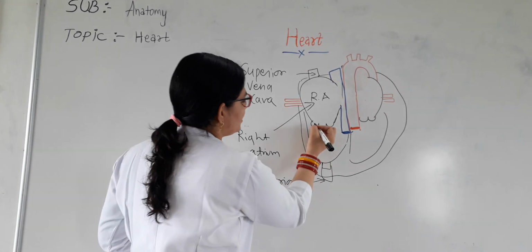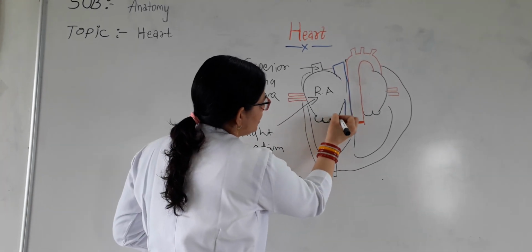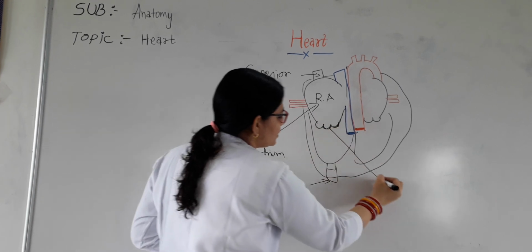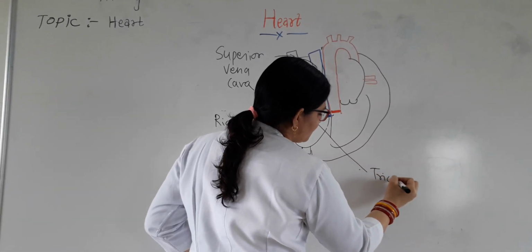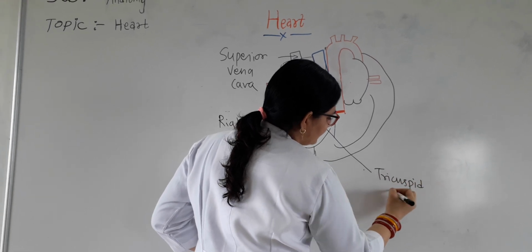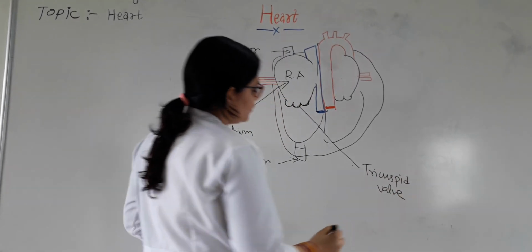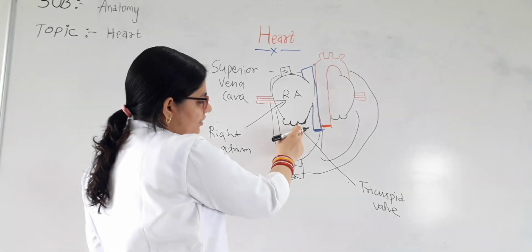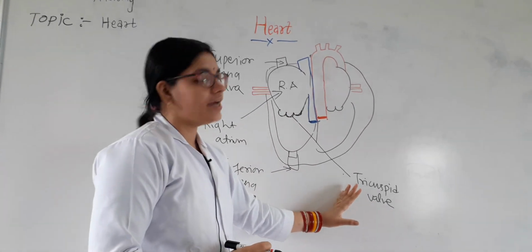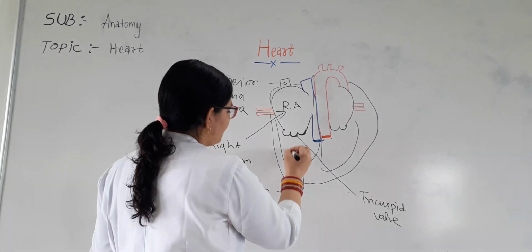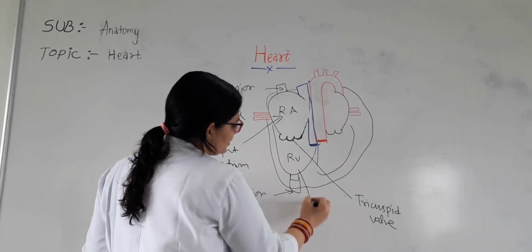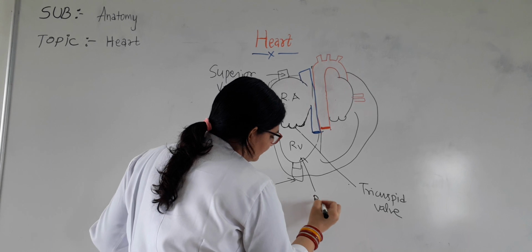Here you can see 3 cusps. This is a valve. The name of the valve is the tricuspid valve. Because there are 3 cusps, that's why it is known as the tricuspid valve, and it is present between the right atrium and the right ventricle. Now the lower chamber is known as the right ventricle.